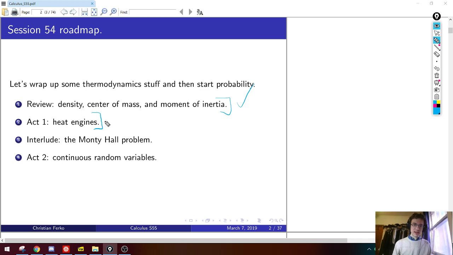Then I'll tell you about heat engines, like the Carnot engine. I'm going to have a quick interlude to introduce probability because we're going to change tracks today and switch from applications to science to doing probability theory. And then we'll start the probability proper by talking about what continuous random variables are. And that'll launch us in probably for a couple more meetings.